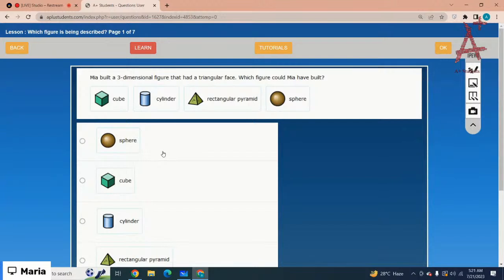So that means the only figure with a rectangular face and triangular faces is the rectangular pyramid. So she made a rectangular pyramid.